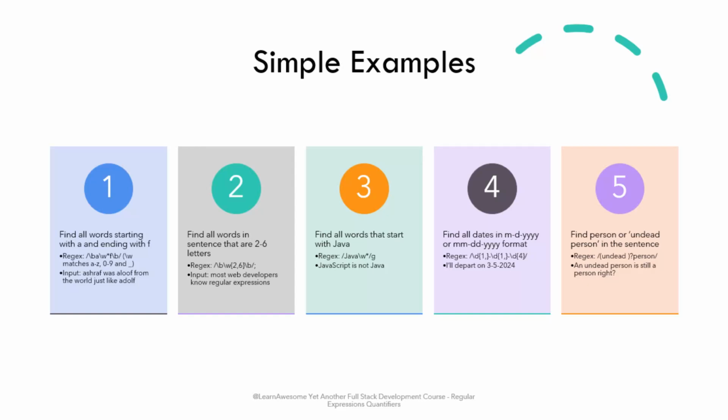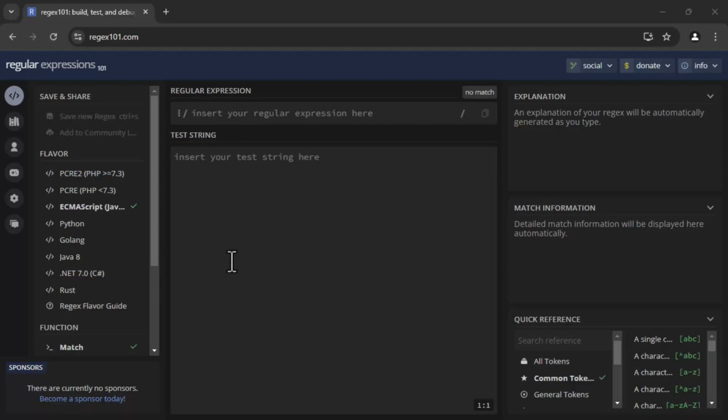But remember, we are not finished with quantifiers yet, just trying to solidify what we learned up till now before moving ahead. So I have listed a bunch of examples to try here. Let's try them all in our test website like Regex 101. Right, so our first example is trying to come up with a regex that would find all words starting with A and ending with F.